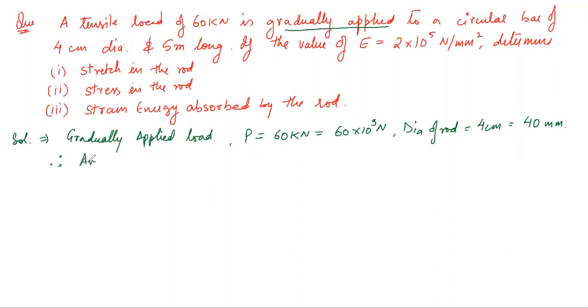Therefore, if you want to find out the area, then area is defined as pi by 4 into diameter square, that is 40 square, which is also written as 400 pi mm square.